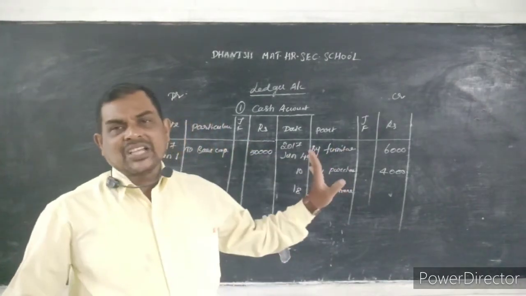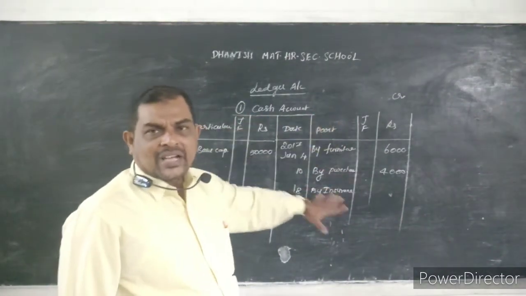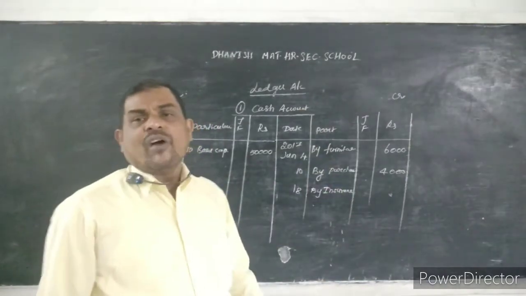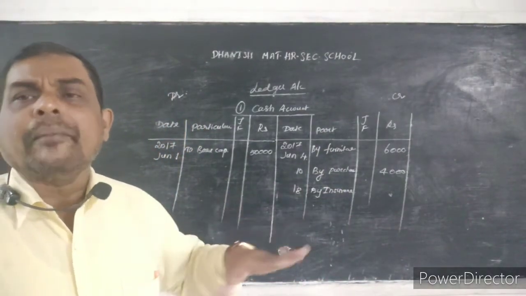Okay. Now all the cash account entries have been made. This is the summary of the cash account. All the cash details will come: debit side items, credit side items. Now how to balance it? Because ledger is nothing but balancing.